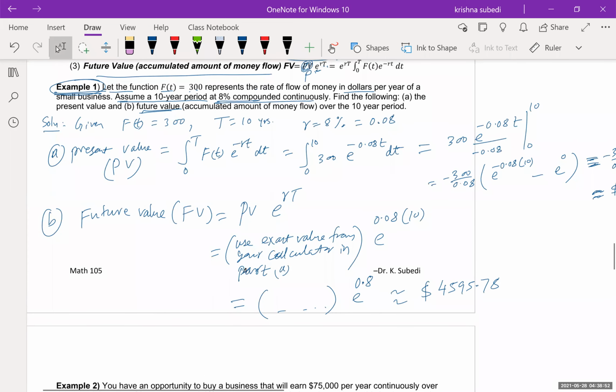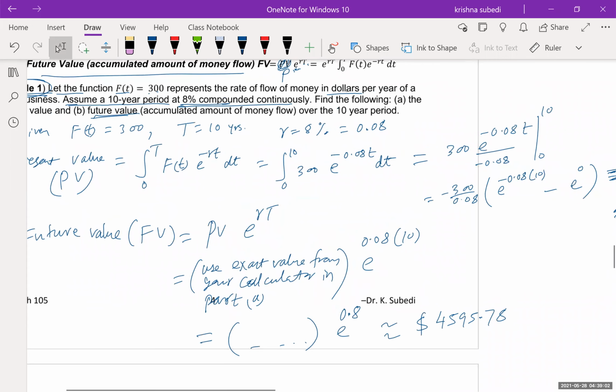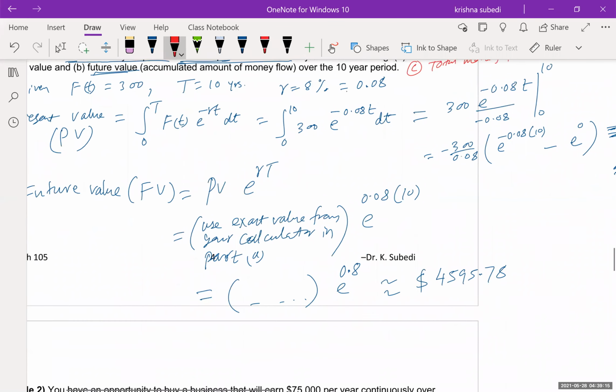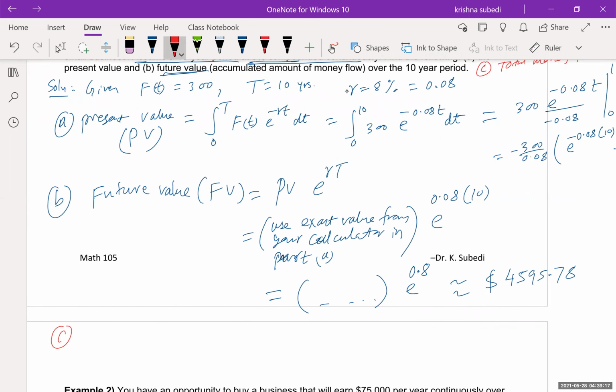All right. Okay. Now, I want to add one more question here, guys. Okay, part C. The question is total money flow. Find the total money flow. So let us find that. Part C, total money flow. Total money flow means without the interest.